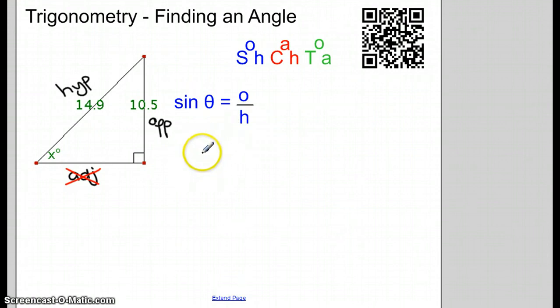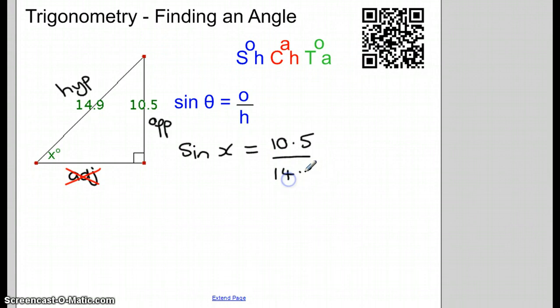What we need to do next is put the relevant numbers in. So sine of the angle, and the angle is called x in this particular question, is equal to the opposite divided by the hypotenuse. And we set up our equation. Now, sine of the angle is 10.5 divided by 14.9.